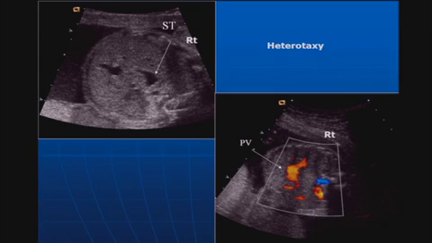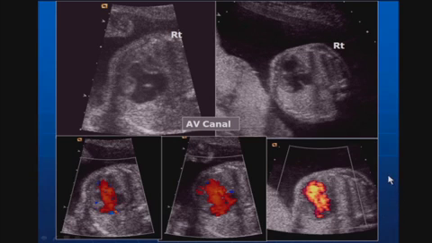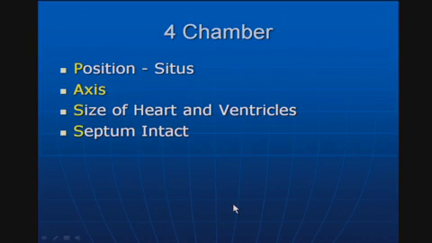This happens to be situs ambiguous or heterotaxia. Heterotaxia falls under the syndrome where there's either asplenia or polysplenia. The incidence is very rare, but there's a marked increase of abnormalities of the fetal heart. Even situs inversus itself may have only a 5% incidence of abnormalities of the fetal heart. So in this case, what it ended up being was heterotaxia, and there was an AV canal seen here in real time as well as color and power Doppler.